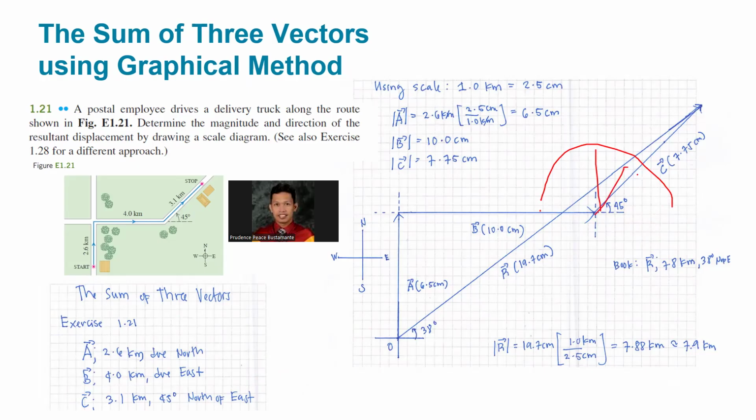So it should be 45 degrees. So if the problem says that this is measured from east of north, it's gonna be different from this. Okay, so take note of that. Make sure you know how to use your protractor in measuring the direction.